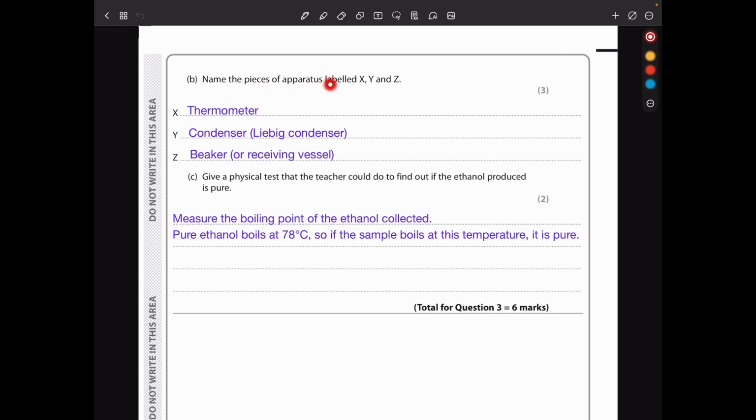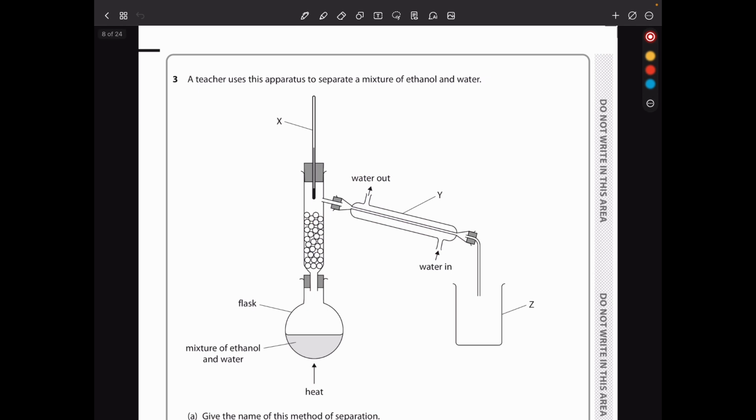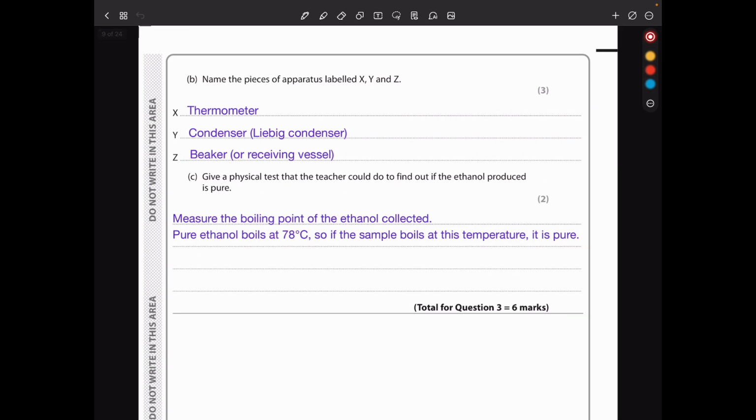And then name the piece of apparatus labeled X, Y, and Z. If you go back here, this is a thermometer, this is a Liebig condenser, or you can just say condenser, and this is a beaker which is going to be used to collect the sample. So thermometer, condenser, or Liebig condenser, and then a beaker or receiving vessel.